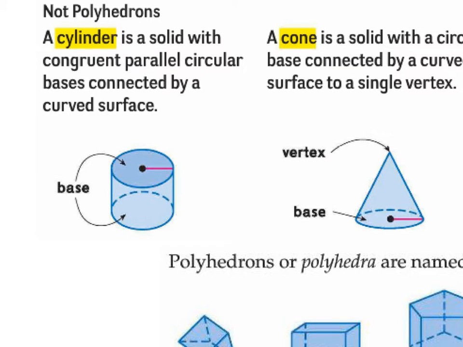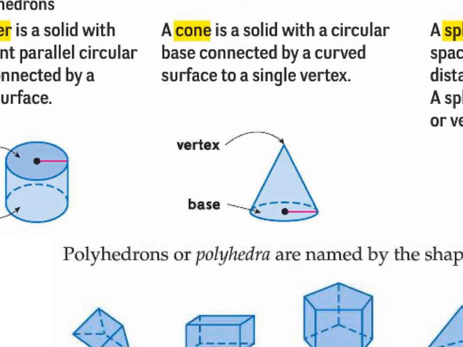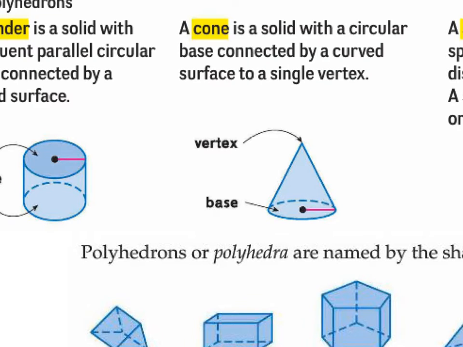A cylinder has two bases, but a cone is only going to have one base. So a cone is a solid with a circular base connected by a curved surface to a single vertex. So just one base, and then you'll have a single vertex.